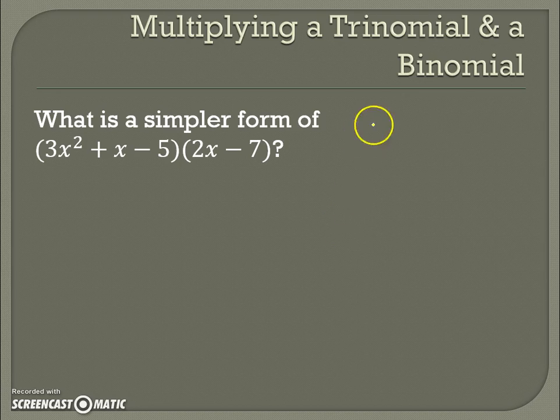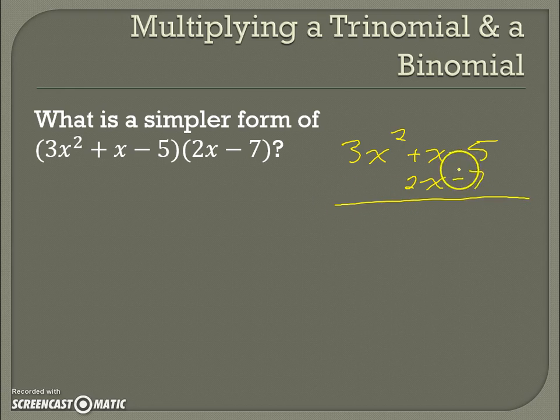It says multiplying a trinomial and a binomial. To do this, the book has you set it up in the way that you used to learn math, so that I'd have 3x squared plus x minus 5, and then underneath it I'd put 2x minus 7. And then you'd multiply this times this, this times this times this. And that's great and all. There's nothing necessarily wrong with that, but my preference for this is a table.